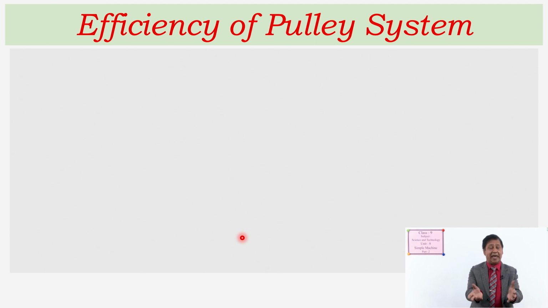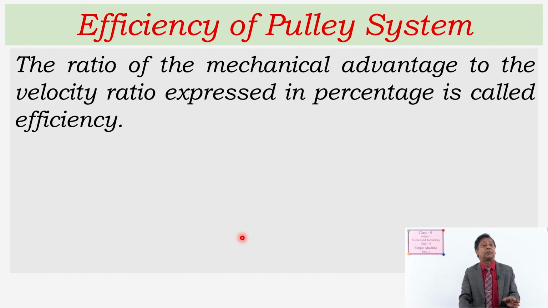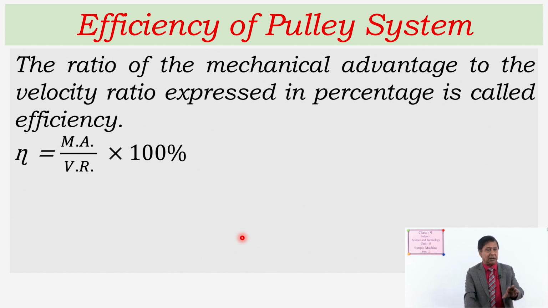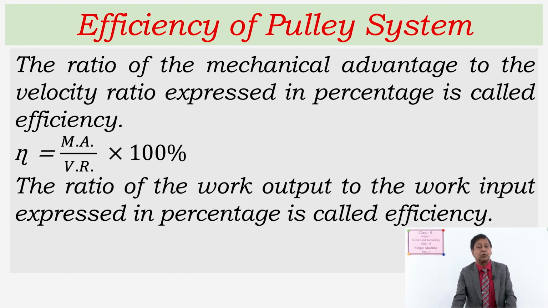This is also same as other simple machine. What is efficiency? The ratio of mechanical advantage to the velocity ratio expressed in percentage is called efficiency. And for pulley also the same, and for lever also, and wheel and axle also. To every simple machine this definition is same, and its formula is eta. Efficiency is denoted by eta equal to MA by VR into 100%. It was told in previous class also. But efficiency has another definition also: the ratio of work output to the work input expressed in percentage is called efficiency.